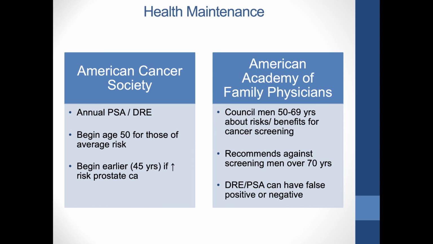The American Academy of Family Physicians say we need to be counseling men between the age of 50 and 69 years about the risks and benefits of cancer screening. They actually recommend against screening men over the age of 70 years because there's not a whole lot you can do other than make them really worry about it, because the digital rectal exam and the PSA can have false positives or negatives, so we need to take those into consideration. And that's the end.